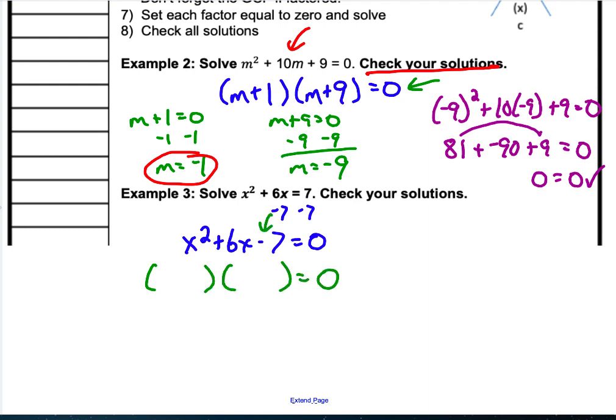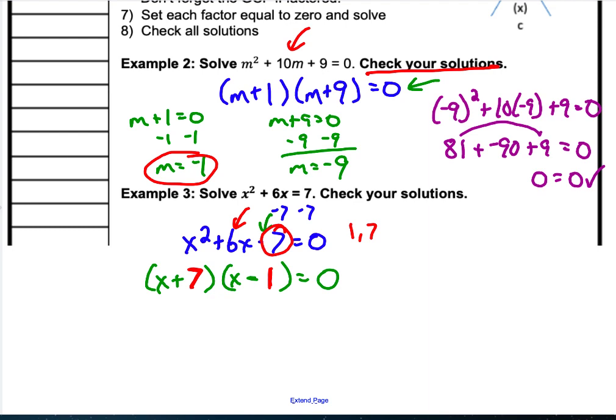This time I have a negative for my last term, so I know I've got different signs. I think about what could I multiply to get 7? Well, it's really just 1 times 7. But I want them to subtract, because they're going to have different signs, to give me 6. Well, I want a positive 6, so that means I need my bigger number to be the positive and my smaller number to be my negative.